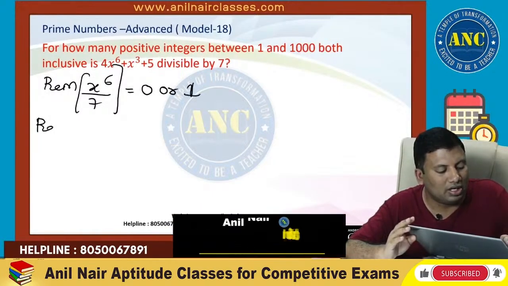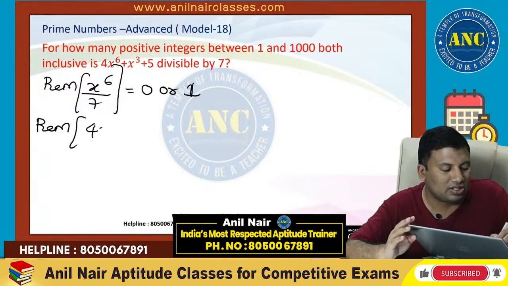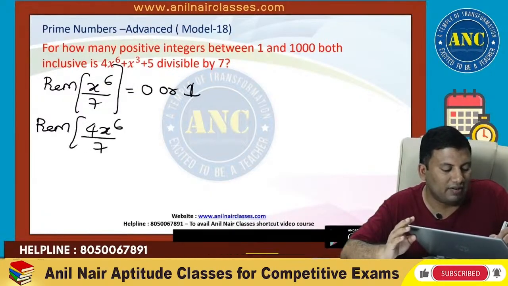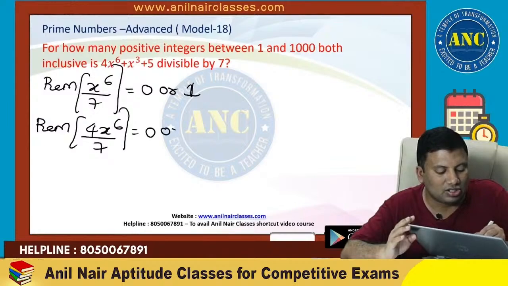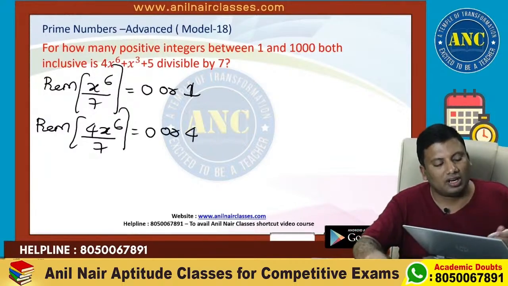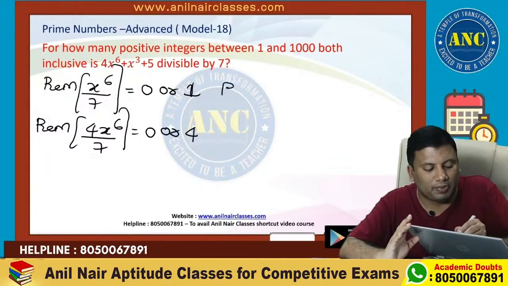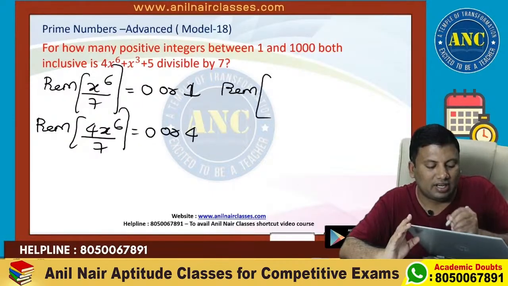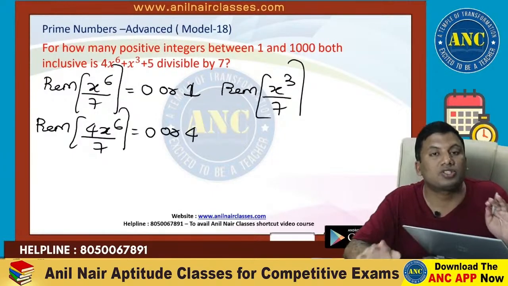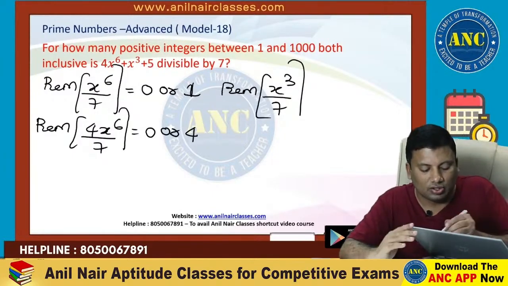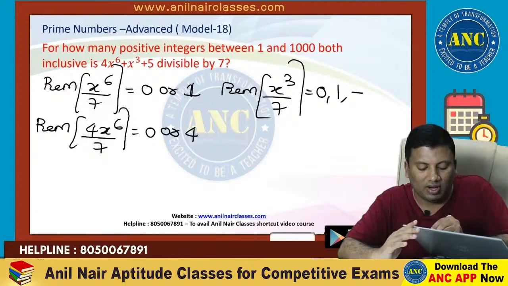But the question is 4x power 6. 4x power 6 divided by 7 is 0 or 4 ones are 4. If x power 6 divided by 7 is 0 or 1, x cube by 7: x cube whole square is x power 6. So it can be 0, 1 or minus 1.